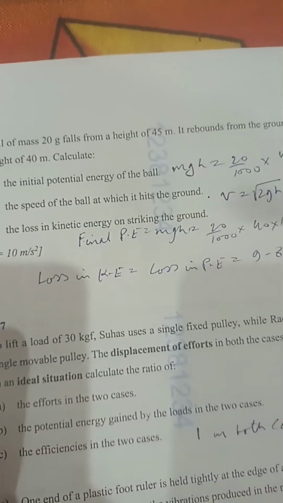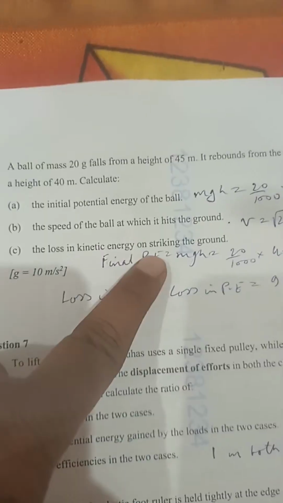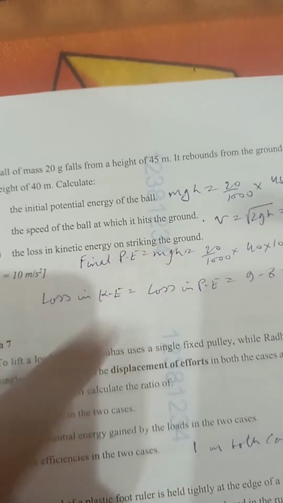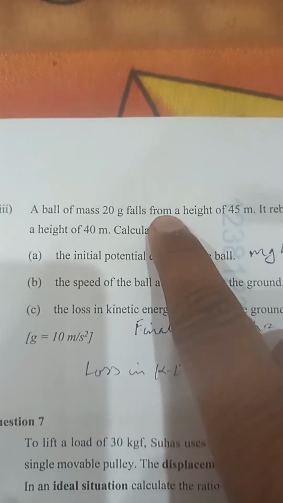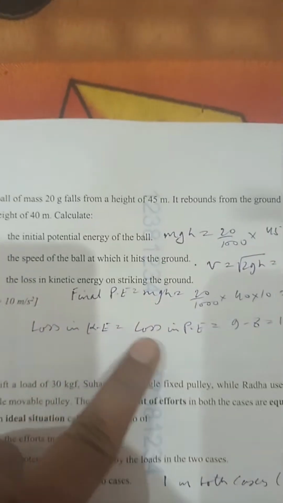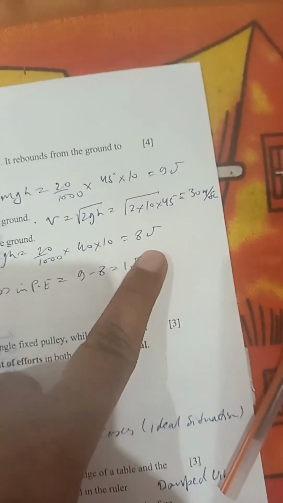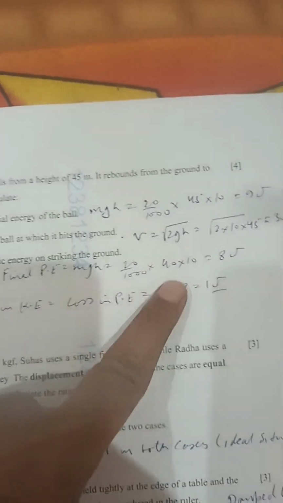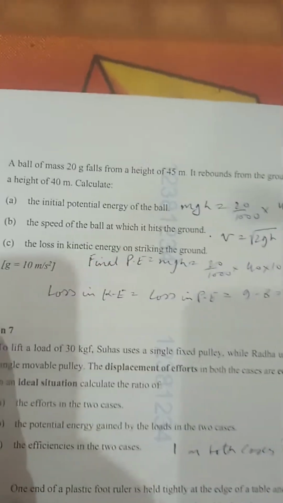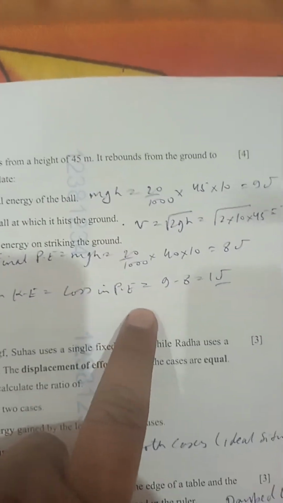In third part, they are asking loss in kinetic energy on striking the ground. So loss in kinetic energy is equal to loss in potential energy. Initial potential energy was 9 joule, and after striking it rebounds to the height of 40 meters. So now again find the potential energy by mgh. So we'll get it as 8 joule. This time height is 40 meter. So loss in kinetic energy equals loss in potential energy, that is 9 minus 8, that is 1 joule.